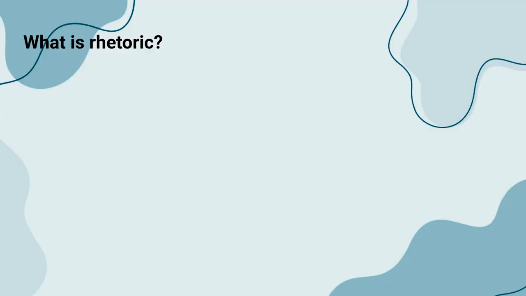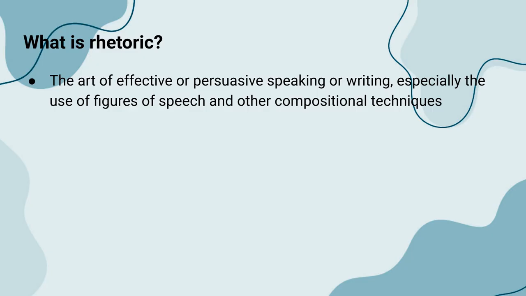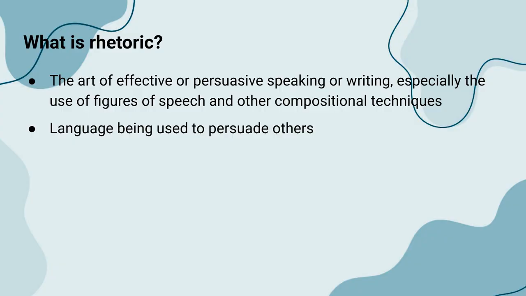helpful. So what is rhetoric? I'm going to go through rhetoric rather quickly because that was the entire idea of Unit 1. If you want more on rhetoric, check out my Unit 1 video. However, we're really going to be focusing on claims and evidence today. But very simply, rhetoric is the art of using effective or persuasive speaking or writing, especially the use of figures of speech and other compositional techniques. This is very simply the language being used to persuade others, or the power of words. Rhetoric is rather simple. In the other video, we went through pathos, logos, and ethos as well, but that's all of the Unit 1 stuff.